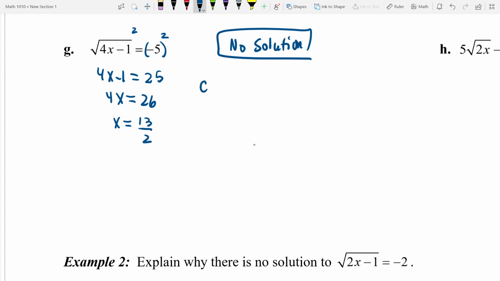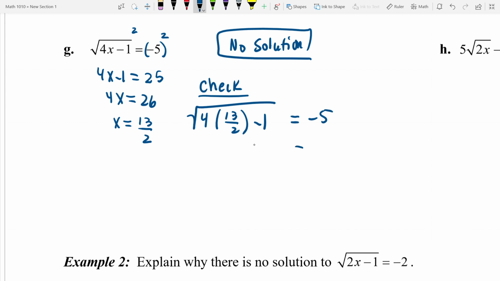Now, since I even powered it, I'm going to check. So everybody go the square root of 4 times 13 over 2 minus 1 equals negative 5. Okay, I know this is not going to check out. There's no way it's going to work because this can't be negative unless I have a negative sitting right there. Okay, but let's do it.